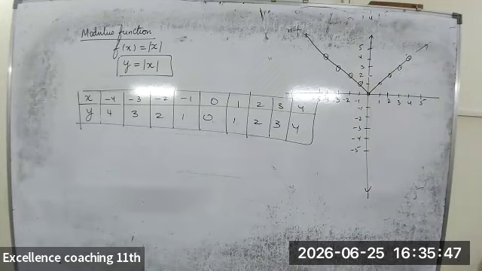See, while plotting, you did it reversed. This you took as Y and this you took as X. When X is -4, Y is +4. So it will come here. So I think you exchanged.